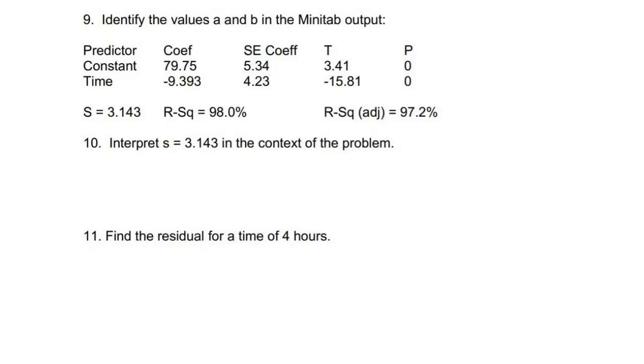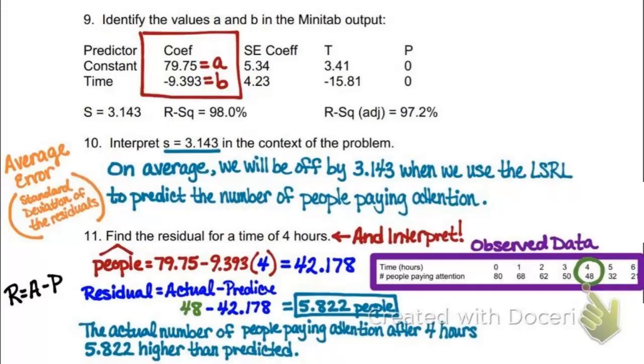And when you talk about the predicted amount, you should say it's been predicted by the least squares regression line, or LSRL. So the actual number of people paying attention is going to be about 3.143 away from the predicted amount calculated from the least squares regression line. See, there's my model answer.